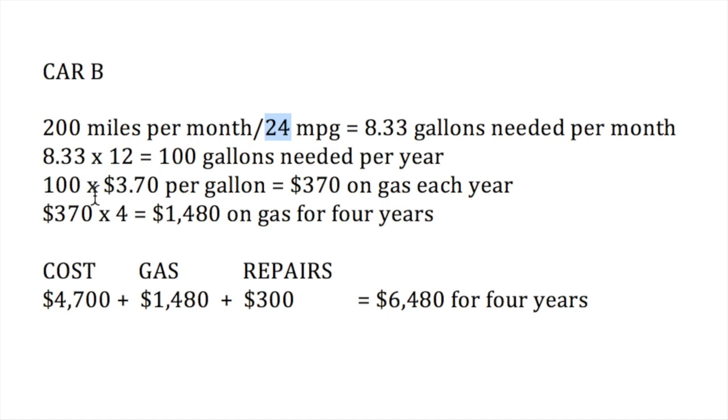If you take the 100 gallons and multiply it by the $3.70 per gallon, his annual gas cost will be $370. Multiply that times 4 years, and his total gas cost is $1,480. So the cost on car B was $4,700 plus the $1,480 for gas and the $300 for repairs, comes to a total of $6,480 for 4 years.